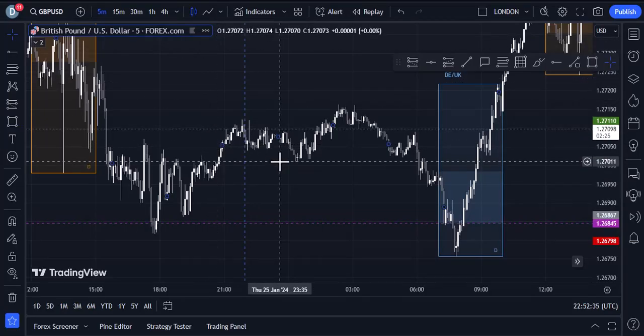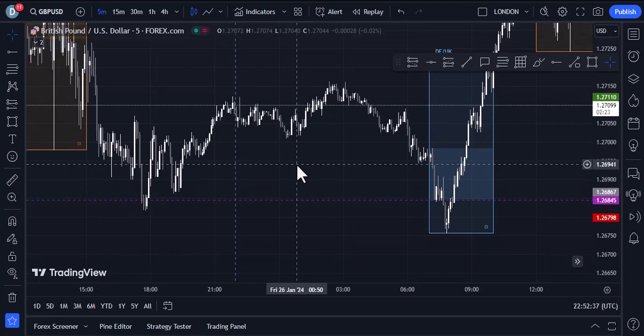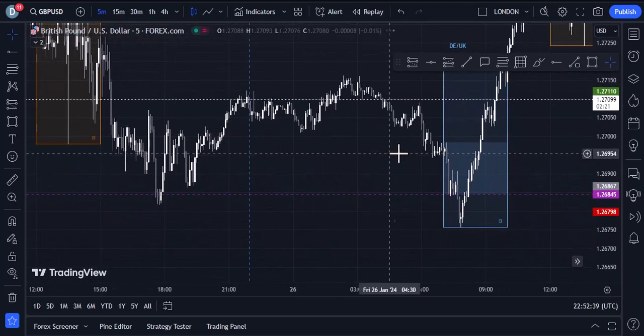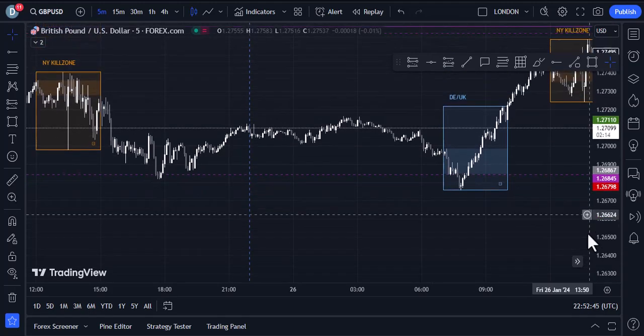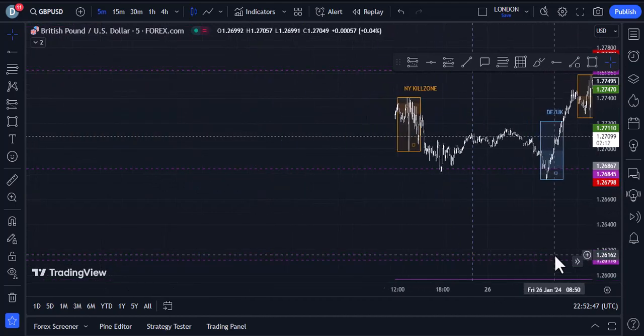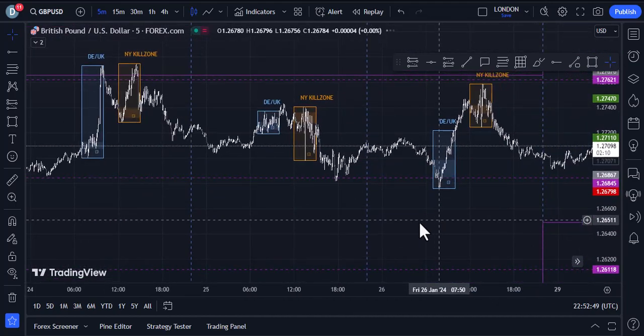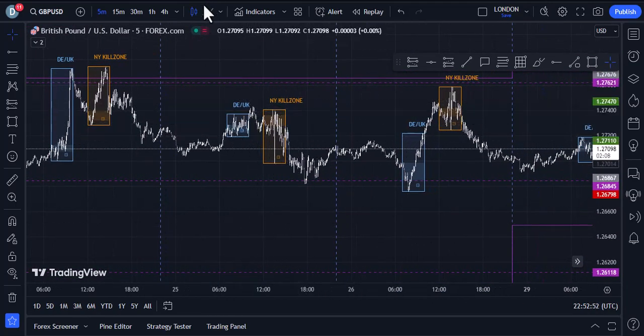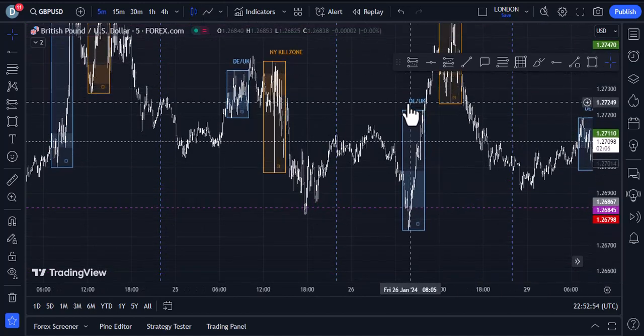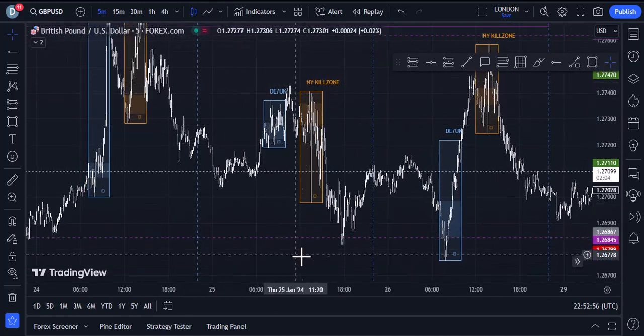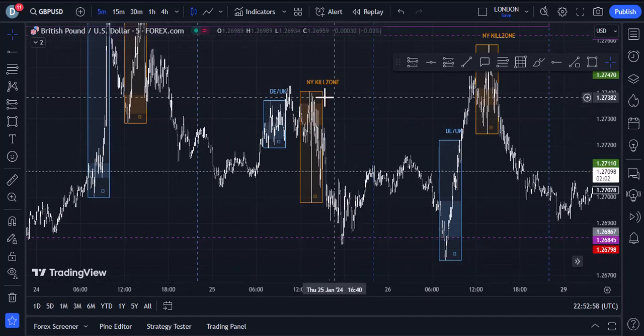Okay, so this is a trade that occurred on the 26th of January. That's on Friday, 26th of January. I'm going to zoom out so you see the entirety of what was going on here. So this is the entire Thursday range. All right, this is the entire Thursday range.